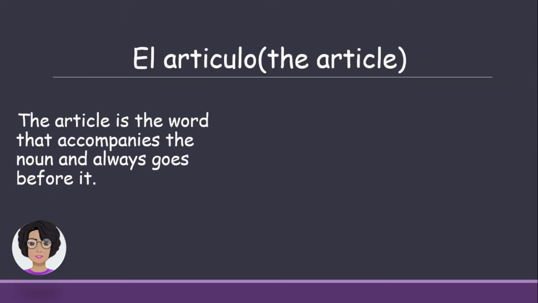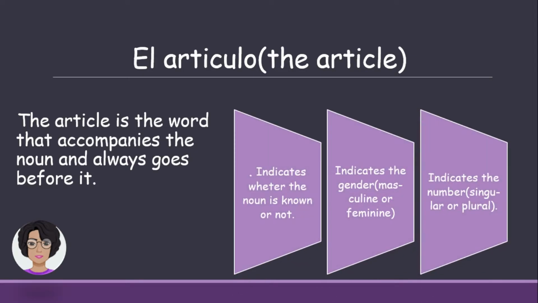Then we have the article. The article is the word that accompanies the noun and always goes before it. It's the word that always functions as a determiner or identifier of the noun. It indicates whether the noun is known or not. It indicates the gender, feminine or masculine, and the number of the noun, singular or plural.